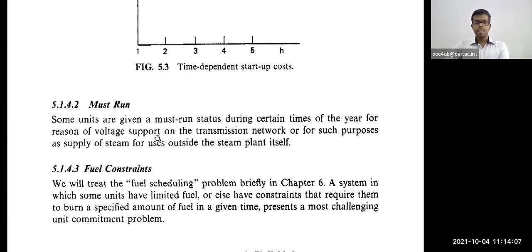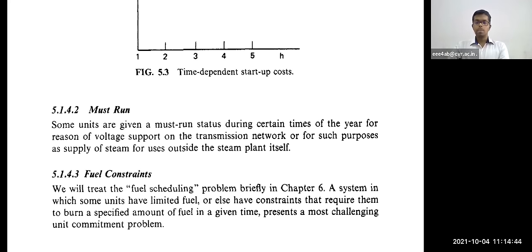Next is fuel constraints. We have already seen fuel constraints like fuel cost coefficients. If you are burning the fuel, how the fuel cost coefficient changes, we have already seen in thermal generating units. That is called fuel constraints. A system in which some units have limited fuel, or else have constraints that require burning a specified amount of fuel in a given time, presents a most challenging unit commitment problem.